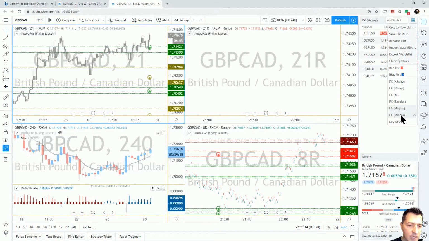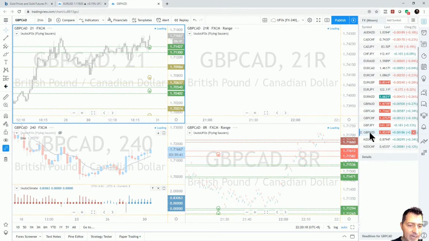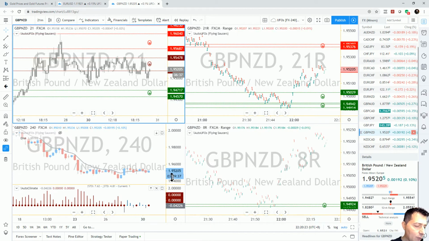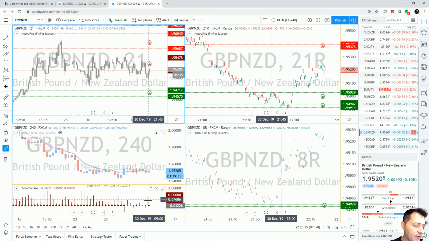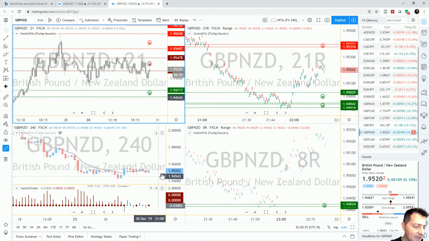So we're going to take a look at the pound Kiwi by clicking on it. Everything will refresh, and let's confirm what we've got. What we've got is a confirmed climate, as we knew thanks to the red screen. 1 out of 5, very, very nice.